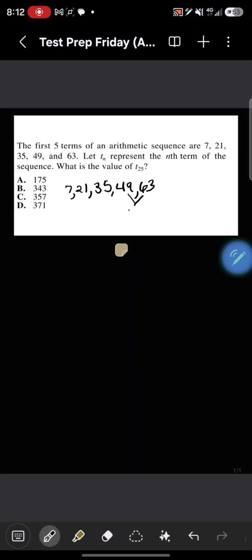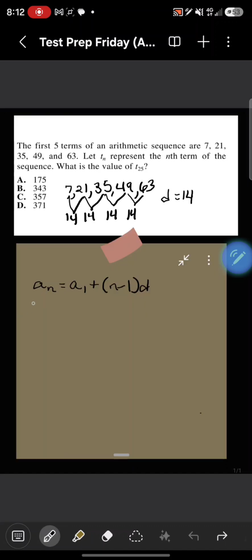63 minus 49 is 14. 49 minus 35 is 14. 35 minus 21 is 14. And 21 minus 7 is 14 as well. As we see, the 14 is constant, so we can safely say that our d, our common difference, equals 14. Now let's find the 25th term.